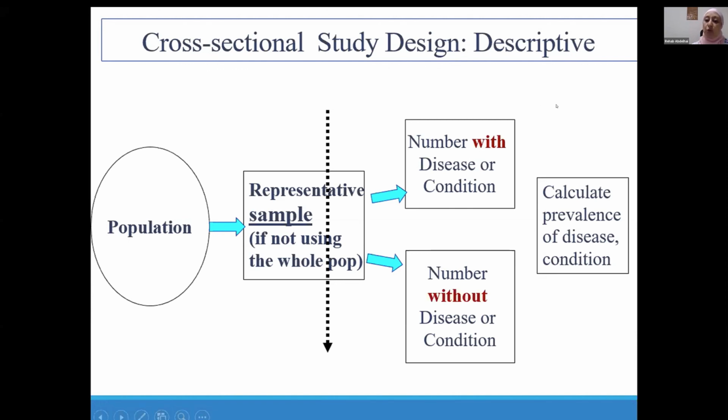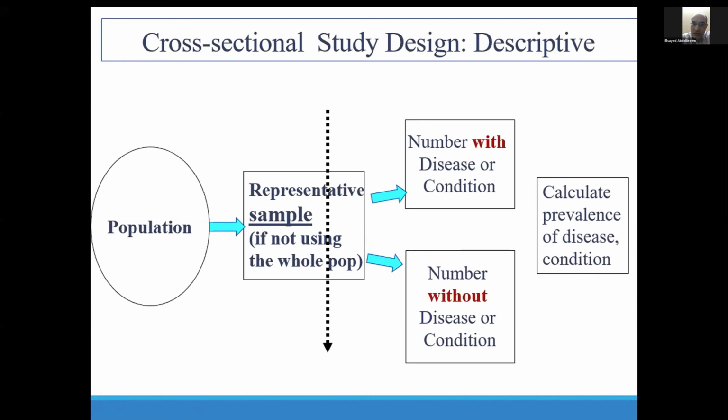Where is my numerator and where is my denominator? Sayed, I haven't heard from you a lot for a long time. Yes. Where is, in the prevalence of disease and condition, where is my numerator?